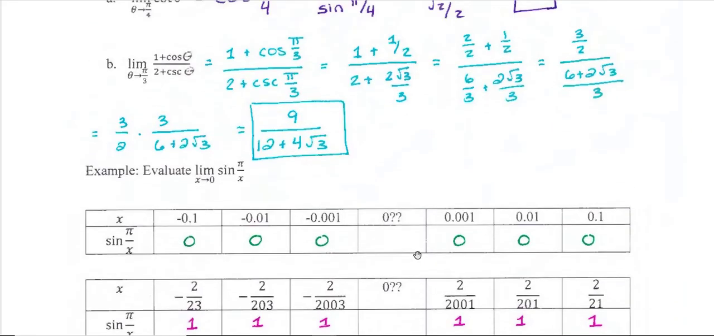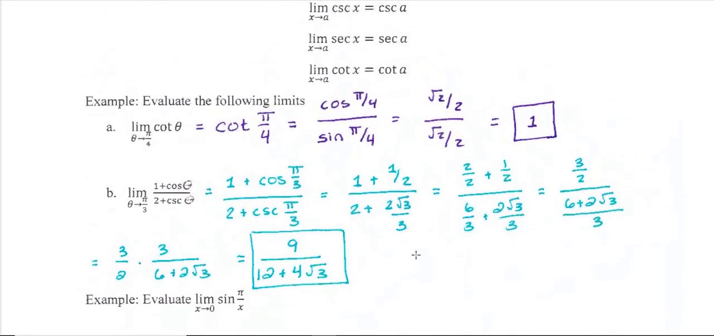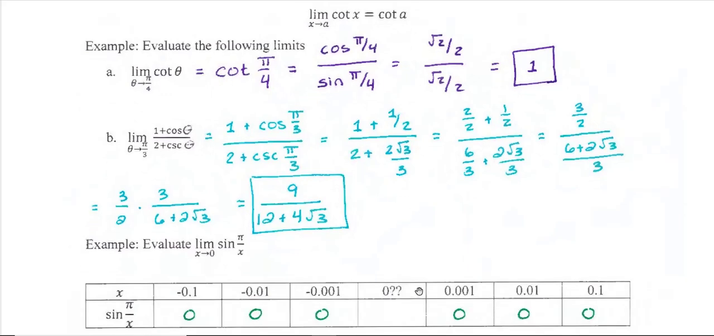Now let's look at this next example here. We have the limit as x approaches 0 of the sine of pi over x. As you see, we cannot do direct substitution here because that would give us 0 in the denominator and that's not defined. So what we would ordinarily do is make a table of values and plug in values getting really close to 0 from the left and the right. So plugging in like negative 0.1, negative 0.01, negative 0.001, or 0.1, 0.01, 0.001, and see what the function does.